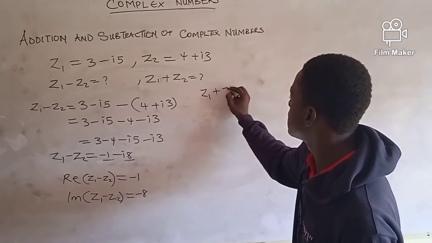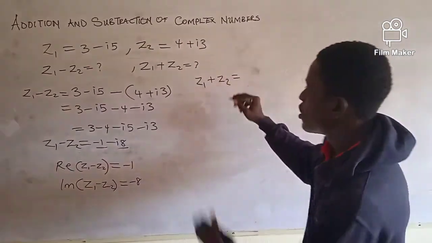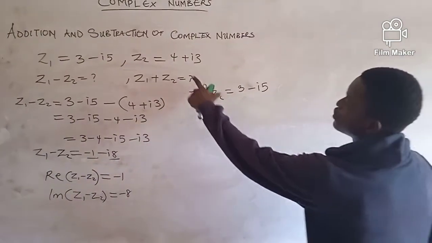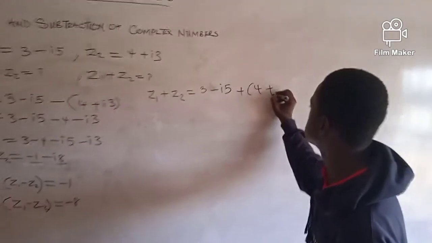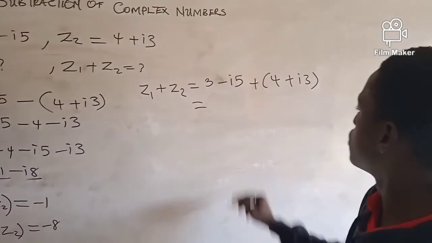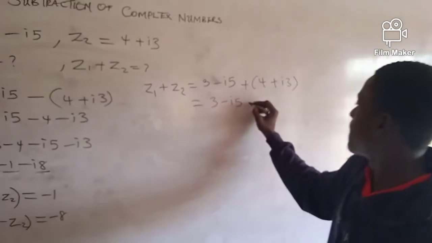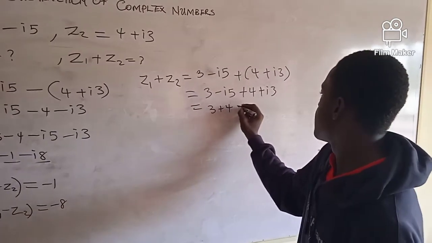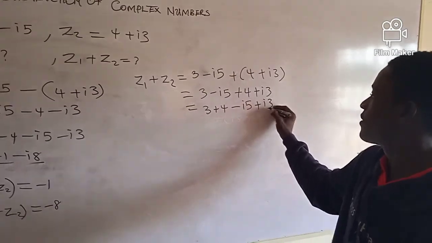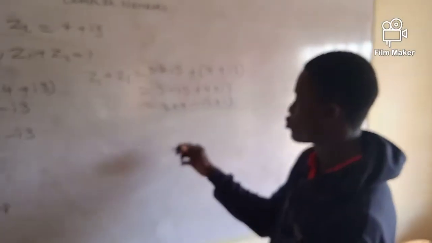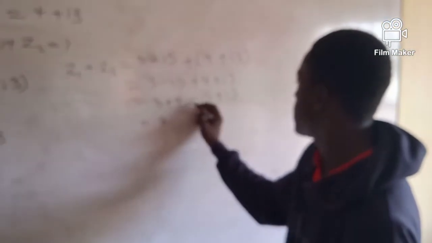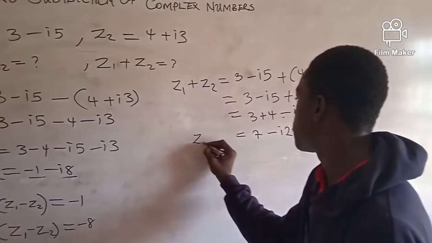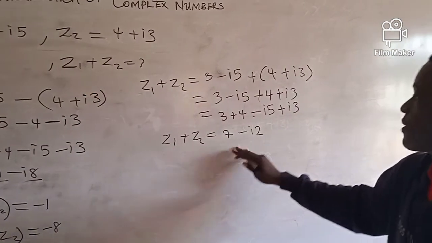Now for z1 plus z2, this will be equal to, we write out z1, 3 minus 5i, and then plus our z2, which is 4 plus 3i. This will be equal to 3 minus 5i plus 4 plus 3i, which is 3 plus 4 minus 5i plus 3i. We only brought the like terms together so we can sum them up and subtract them. This is equal to 7, then minus 5i plus 3i gives us minus 2i. Therefore, the sum of these complex numbers is 7 minus 2i.